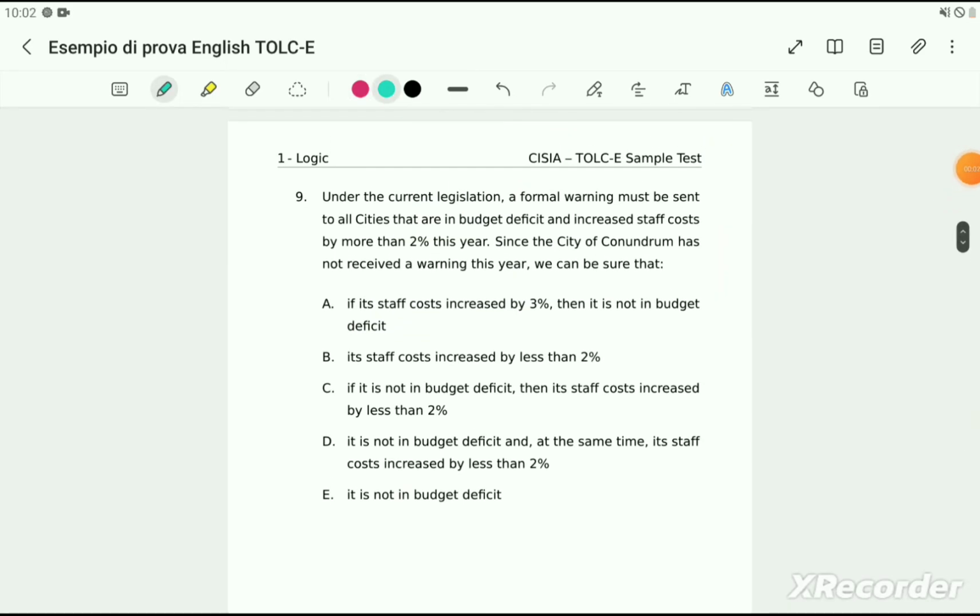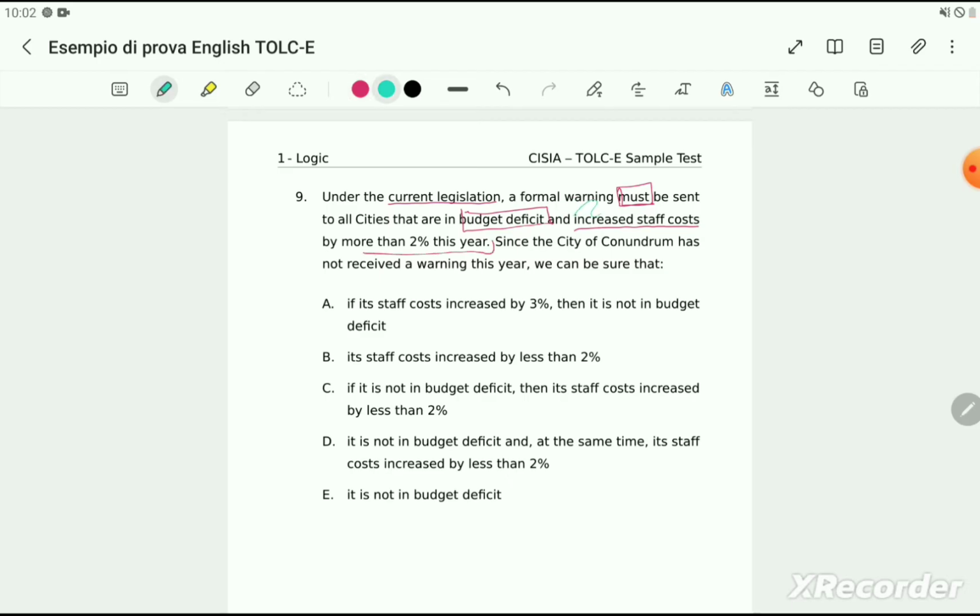Okay, so let's understand question number 9. Under current legislation, that means under current law, a formal warning must be sent to all cities. Here, remember this language: must be sent to all cities that are in budget deficit. So what is budget deficit? Budget deficit is actually overspending, or expenses that exceed the plan.